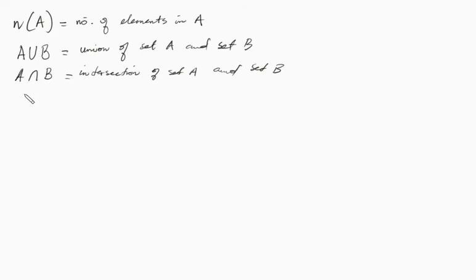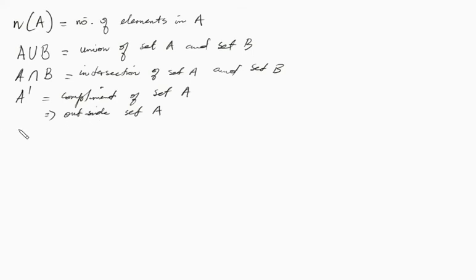Now we have this symbol, which is the complement of set A. Complement of set A implies outside set A. That means we are going to list elements that are found outside set A.